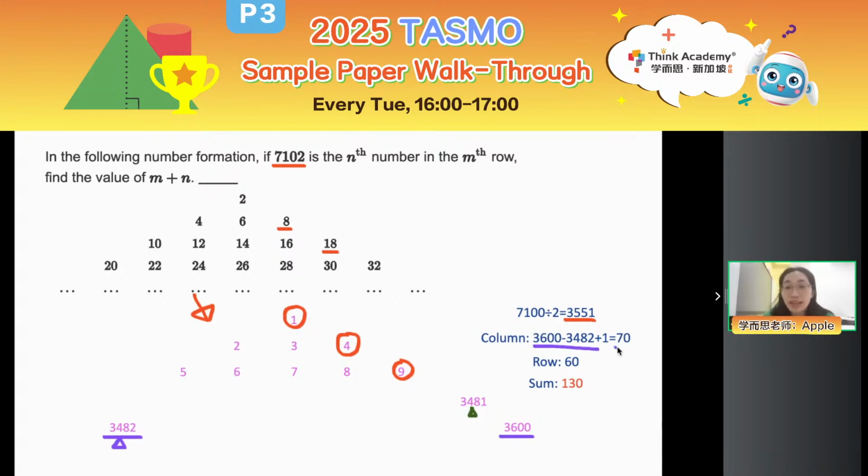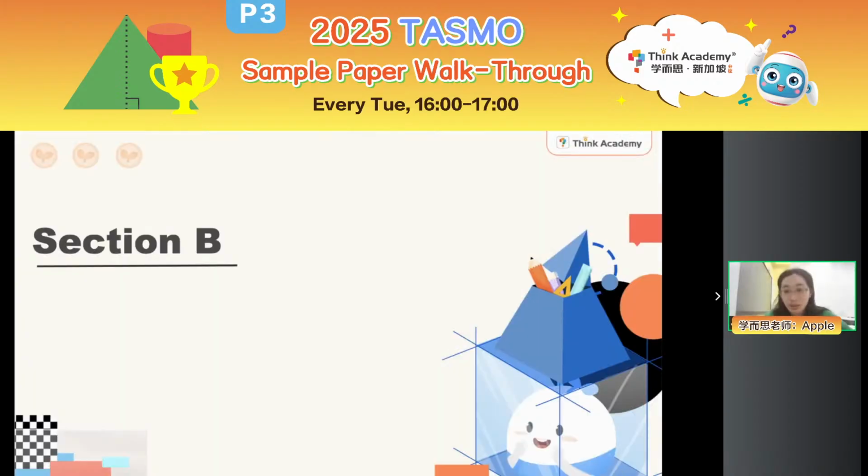So following this, we can get actually for the nth number here, it should be 70. Back to the question. The question is asking you what is the value of m plus n. So for m plus n, you see that for the row, it is 60. For the column, it is 70. So what is the sum? The sum is 130. Okay?